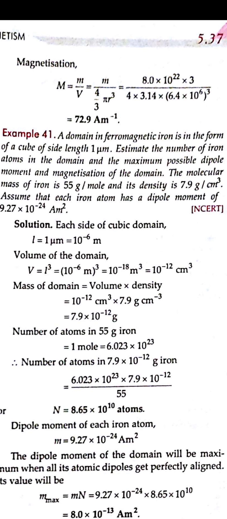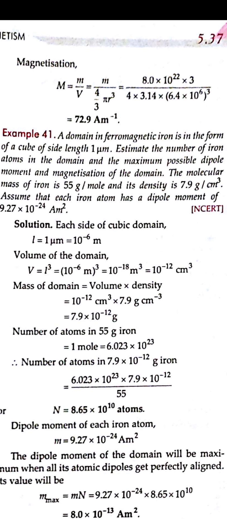And when you talk about atoms, the number of atoms is always given by the Avogadro number. And the maximum possible dipole moment, that is m upon v. Again we have to see the value of m, the dipole, that is magnetic moment. And the molecular mass of iron and its density is also given. So length is given, from there we can find out the volume, because it is in the form of a cube.